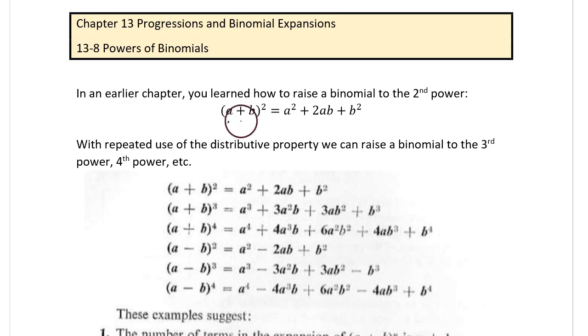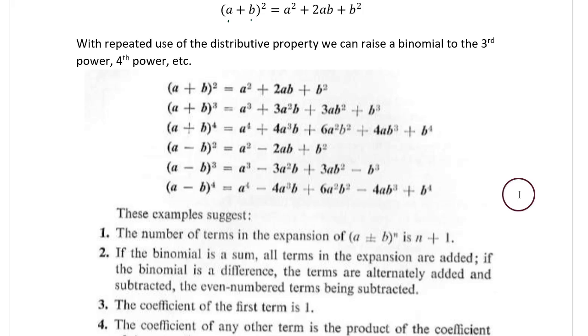This actually is the shortcut way that I suggested you use for squaring a binomial. Square the first term, find the product of the terms, which is a times b, and double it, that makes 2ab, and then square the last term. With repeated use of the distributive property, we could raise a binomial to the third power, fourth power, fifth power, and so on, as shown in this pattern. So a plus b squared is that thing we just looked at.